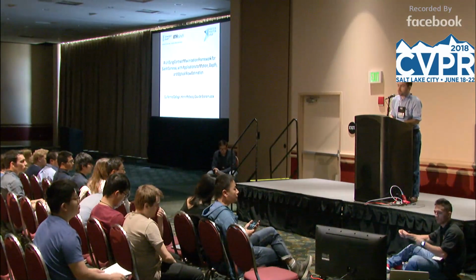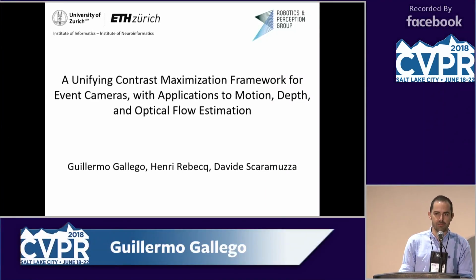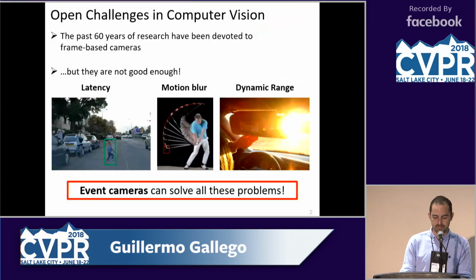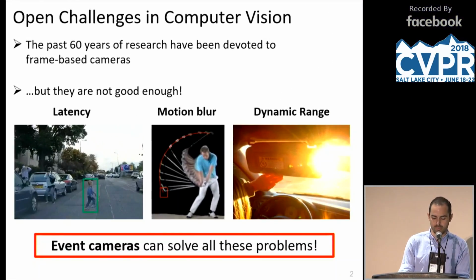Good morning, everyone. My name is Guillermo Gallego, and today I am presenting a unifying contrast maximization framework for event cameras with applications to motion, depth, and optical flow estimation. The past 60 years of research have been devoted to standard frame-based cameras, but they are not good enough, especially in low latency, high speed, or high dynamic range scenarios. Event cameras can solve all these problems.